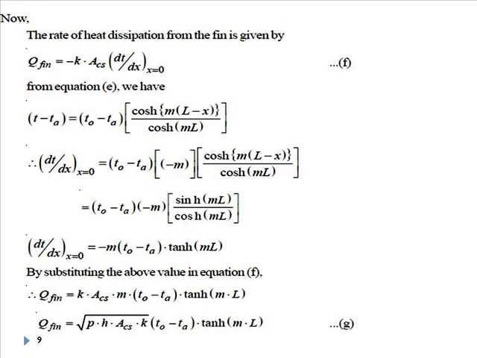When we go for differentiation and put x equals 0, we will get dT/dx at x equals 0 equal to -m (T0 - Ta) tanh(mL), where T0 is the base temperature, Ta is the ambient temperature, m is the fin constant, L is the length of the fin, and tanh stands for the hyperbolic tangent function.